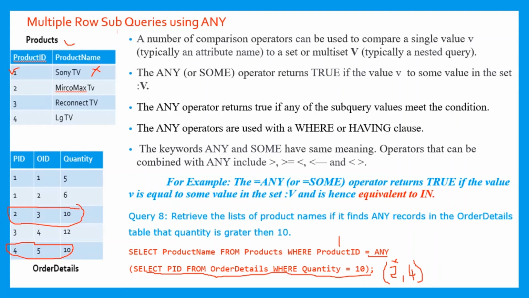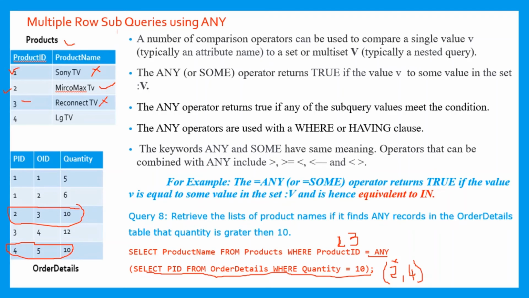Again, the second row has been selected. The product ID is 2. Is 2 available in the innermost query? Yes, 2 is available in the innermost query. So this is true. Then the third row has been selected. Is product ID 3 available in the innermost query result? No, it is not there. Again compare with the 4, it is not there. So the result is false. This row is not going to be selected.